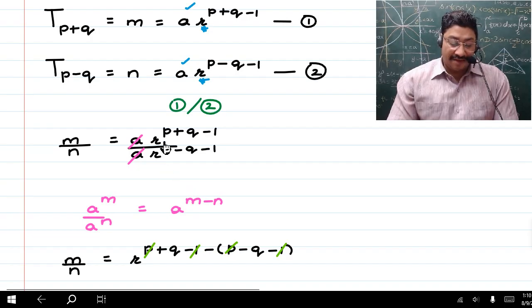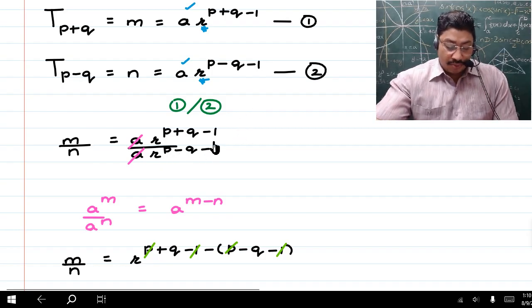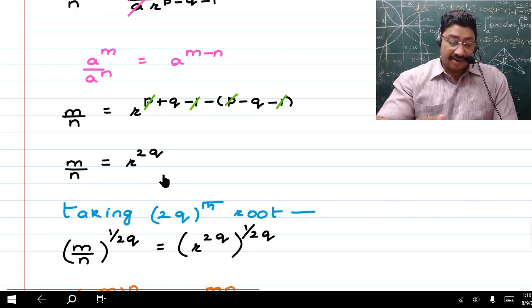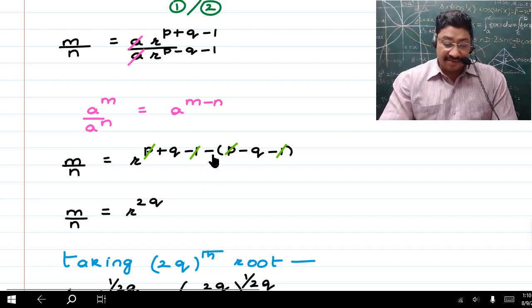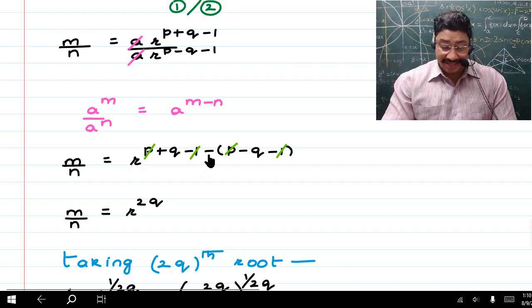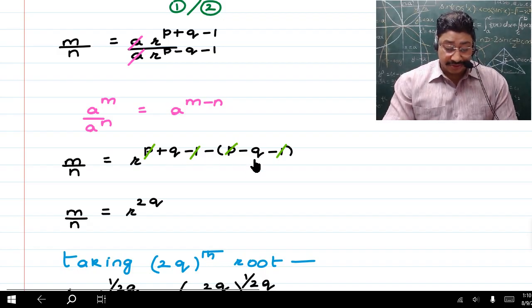Here too we will have the power of r, which is in the numerator, from that we are going to subtract the power which is in the denominator. So we get to see that we have p plus q minus 1 which was there in the numerator, and from that we are subtracting the power of the denominator, that is p minus q minus 1. So here children we get to see that p and minus p get cancelled, minus 1 and minus times minus 1, that is plus 1, get cancelled, and then we are just left with q plus q, that is r raised to the power 2q which is remaining.